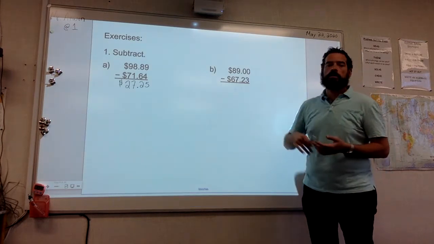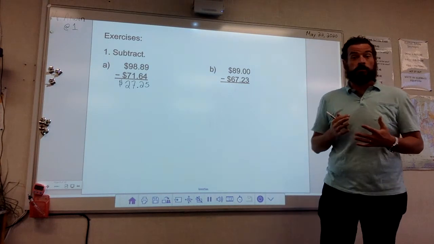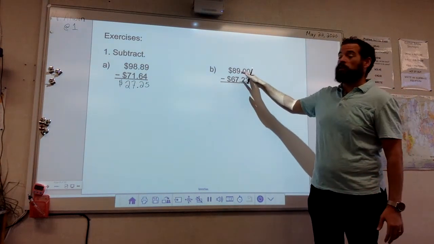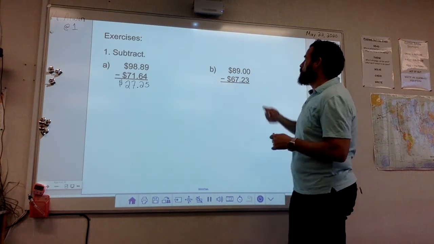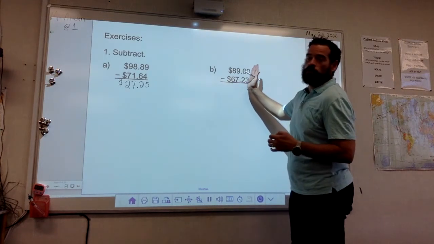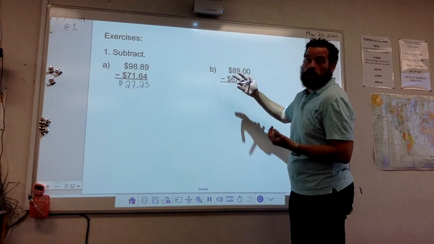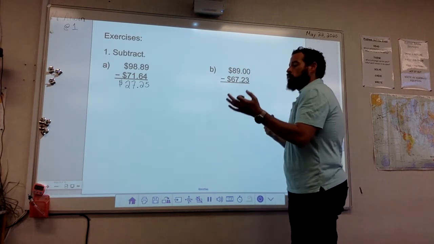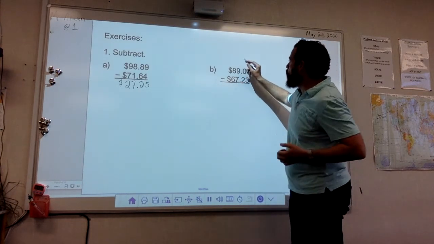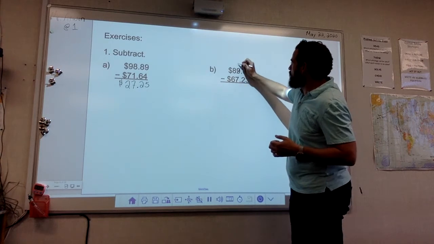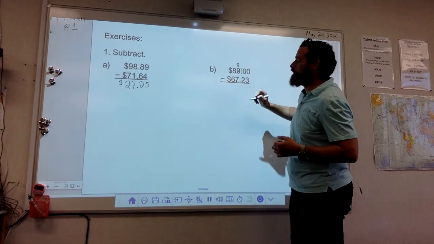All right, so here we have in B, $89 minus $67.23. Here, if you notice, we've got zeros, so that means we're going to need to do some regrouping. So first, I'm going to look to the column all the way to the left of my last zero. So I'm going to look at my 9, and that's what I'm going to regroup from. So if you recall, we cross out the 9, that's going to become an 8. And this would become a 10.